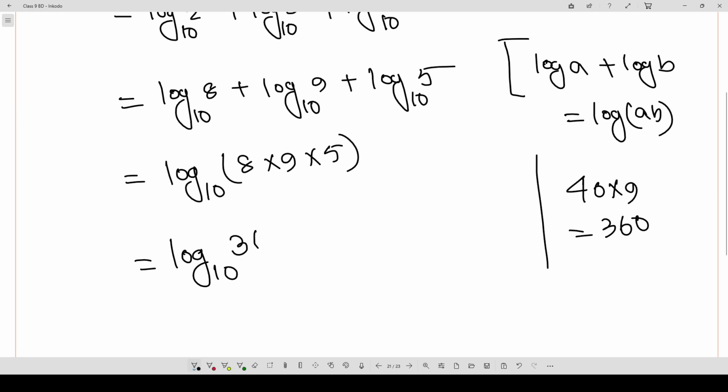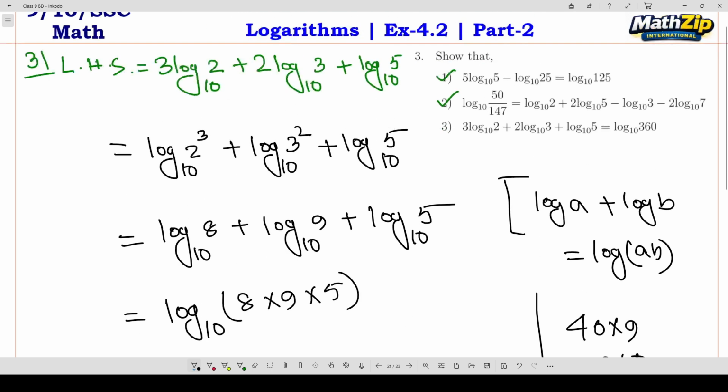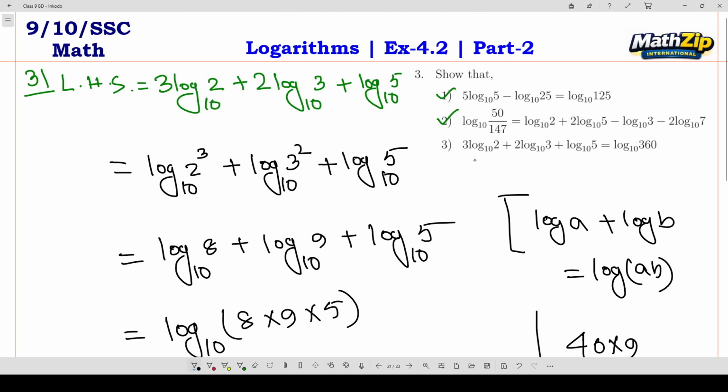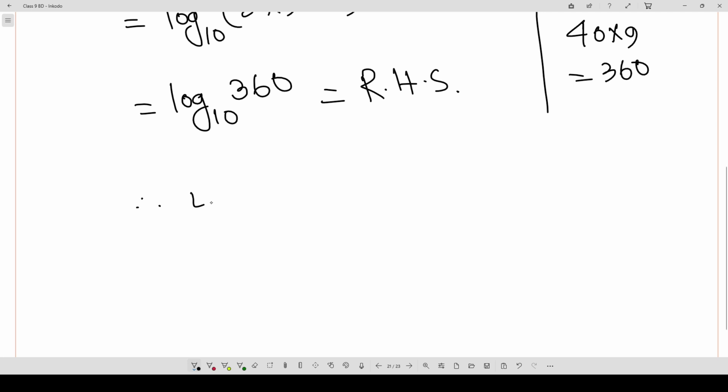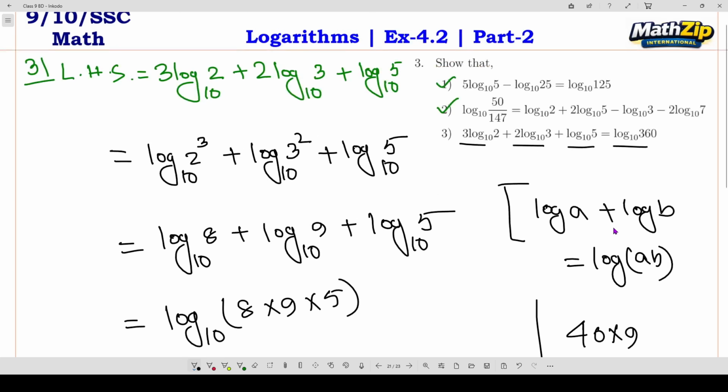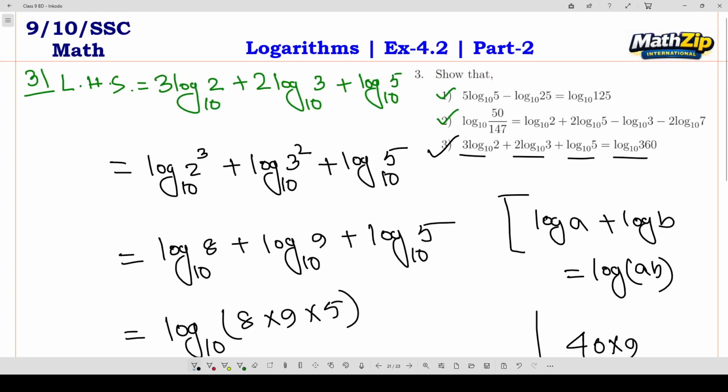So here is 360 and this is our right side, okay. 3 log 10 base 2, 2 log 10 base 3, log 10 base 5 equals log 10 base 360, and this is our right side, so we can say left hand side equals right hand side. Proved.